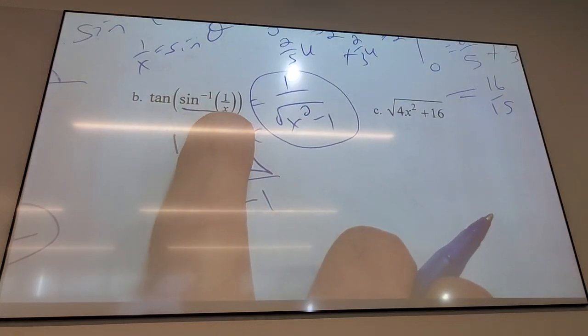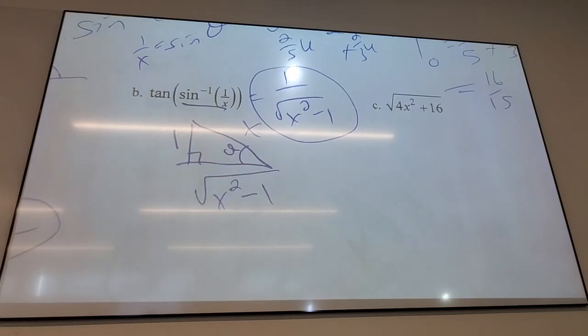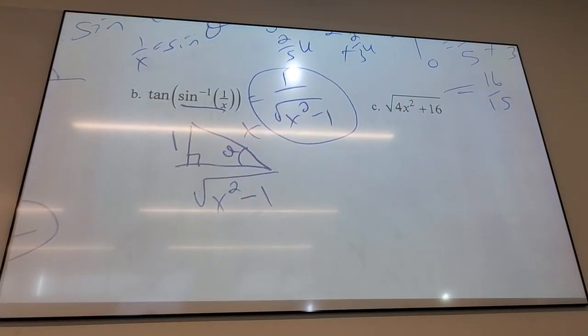So that's a little thing. Whenever you have variables inside of your trig functions that inherently could pose a restriction on your domain.